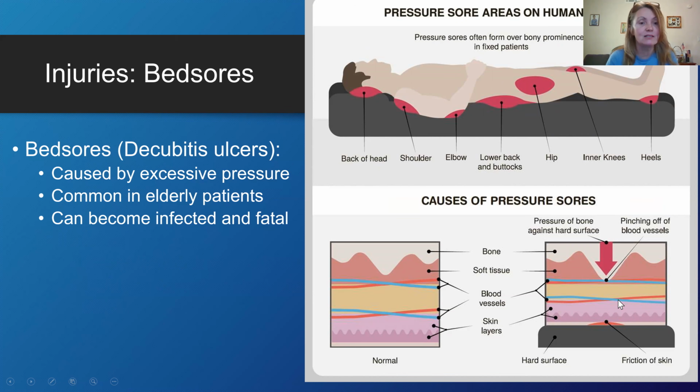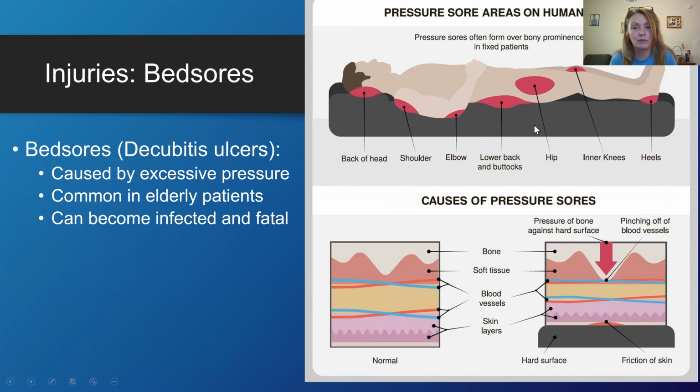Anything that doesn't get blood supply, the cells start dying. And when cells start dying, they can be infected. Also, because this is a hard surface, a bed, you push against the hard surface, so you have friction in the skin. So not only are you damaging your blood vessels and cutting off the supply of oxygen and nutrients, you're also damaging the skin, and you're opening doors to bacteria and infection that can move up, infect this area, and can really even kill a patient.